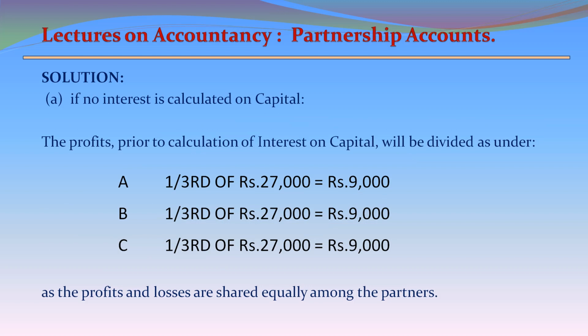Solution. A. If no interest is calculated on capital, the profits prior to calculation of interest on capital will be divided as under. Partner A, 1/3 of 27,000, rupees 9,000. Partner B, 1/3 of rupees 27,000, 9,000 rupees. Partner C, 1/3 of rupees 27,000, 9,000 rupees. As the profits and losses are shared equally among the partners.